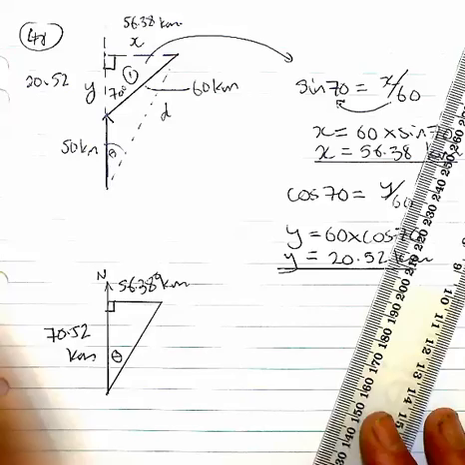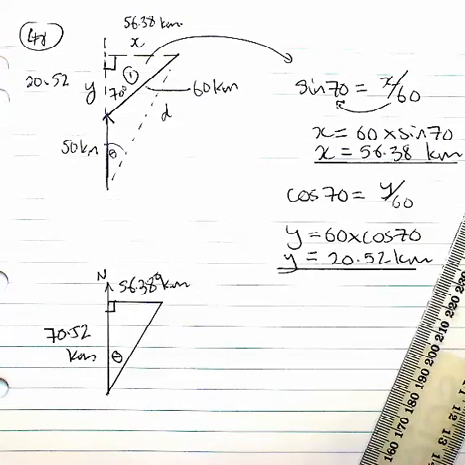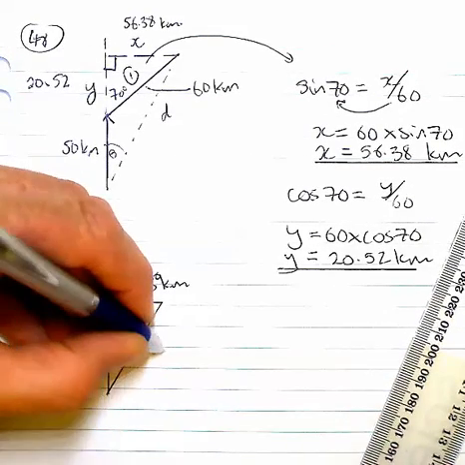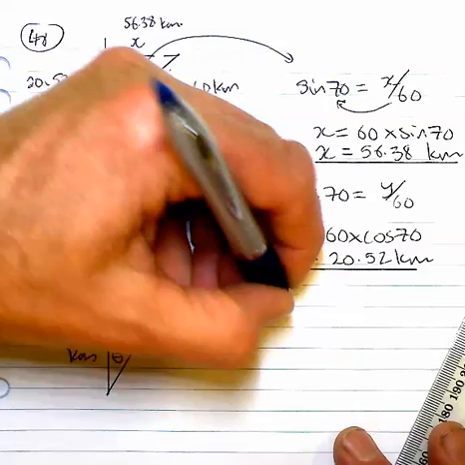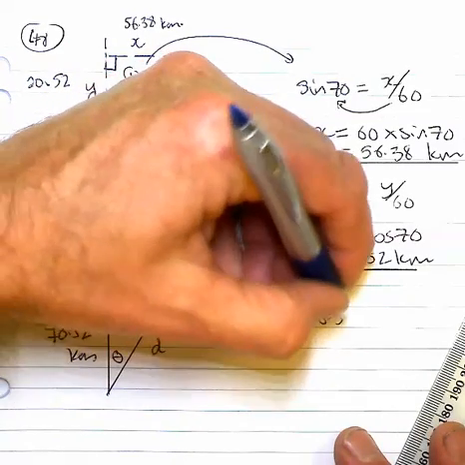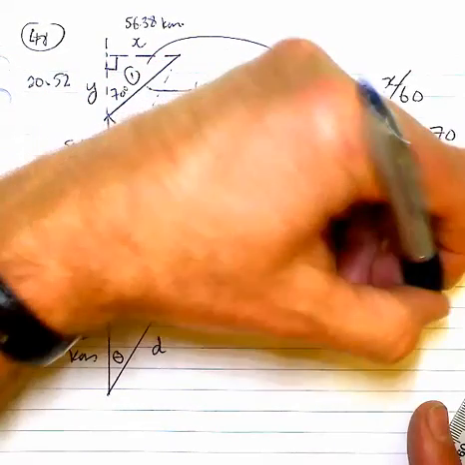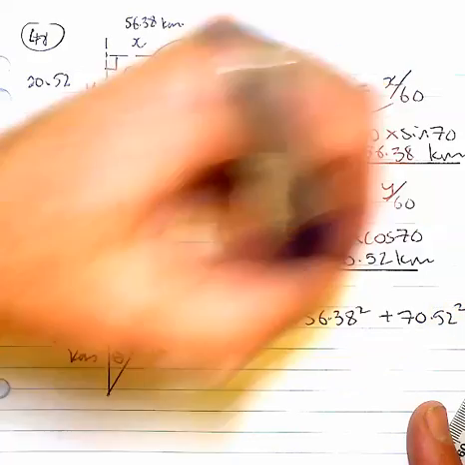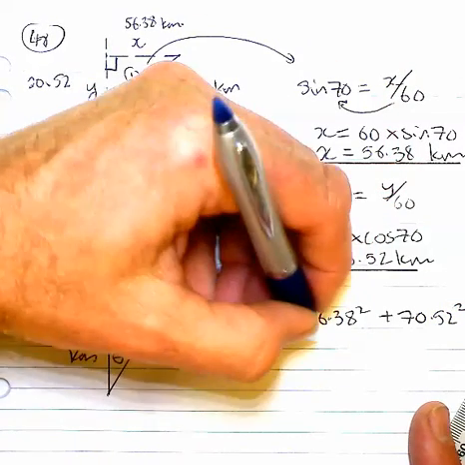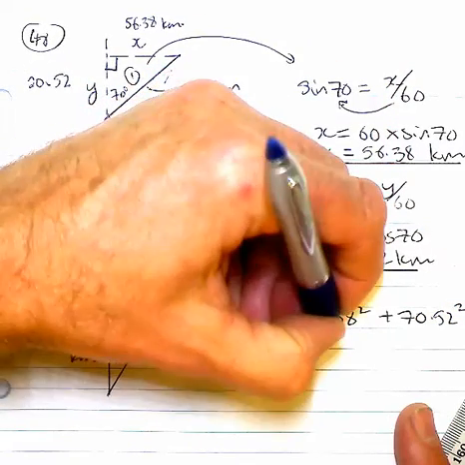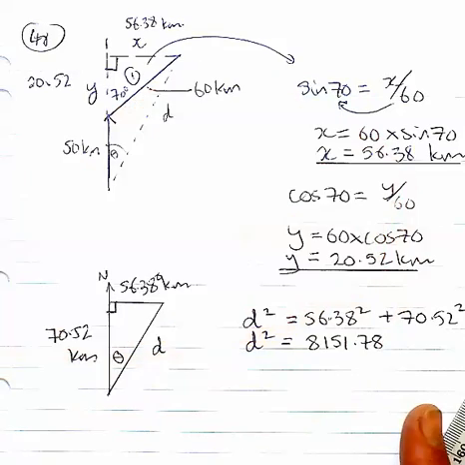kilometres. Now, in this instance, I have to use Pythagoras' theorem in order to find the distance. So hypotenuse side. And the square root.